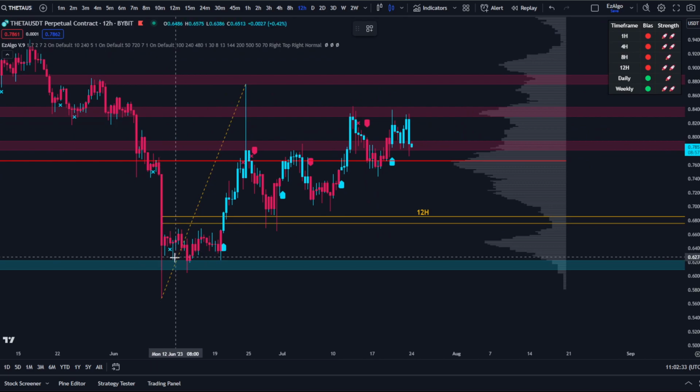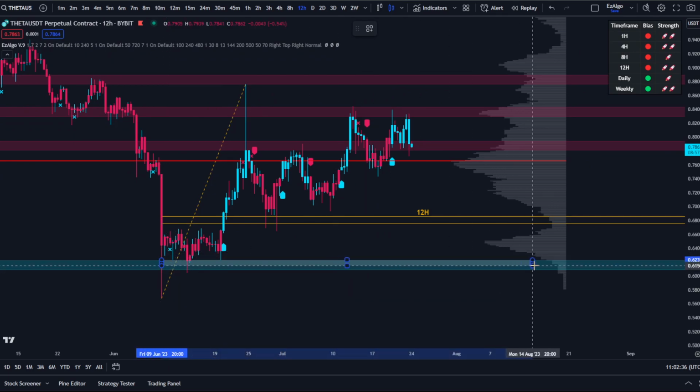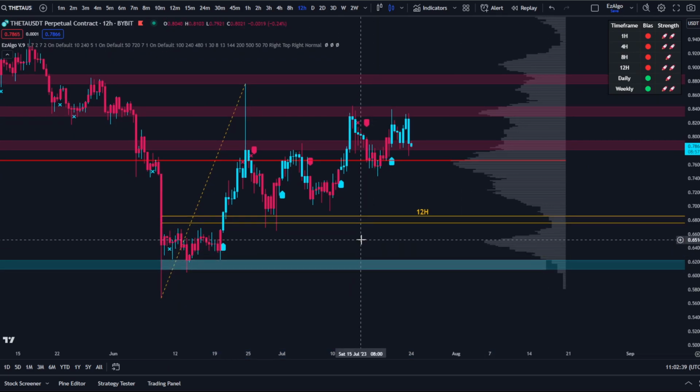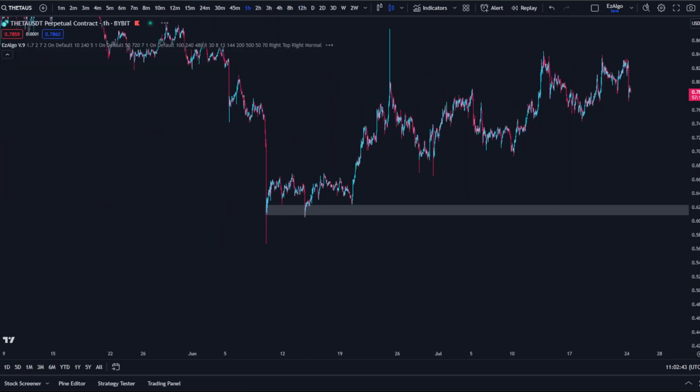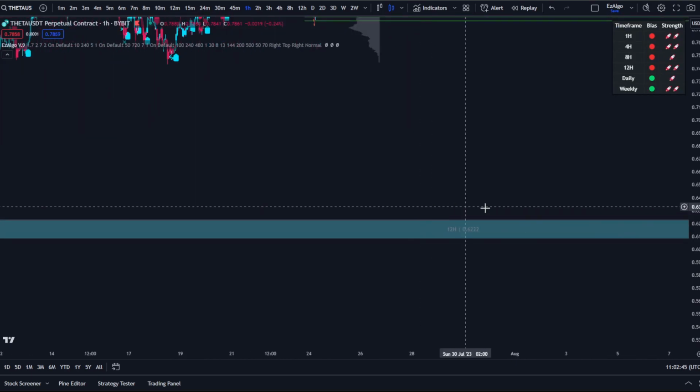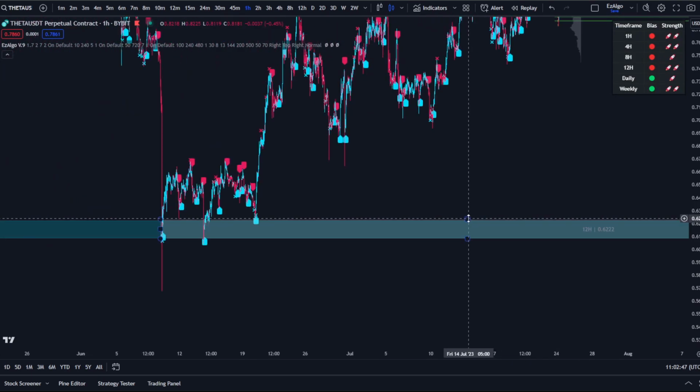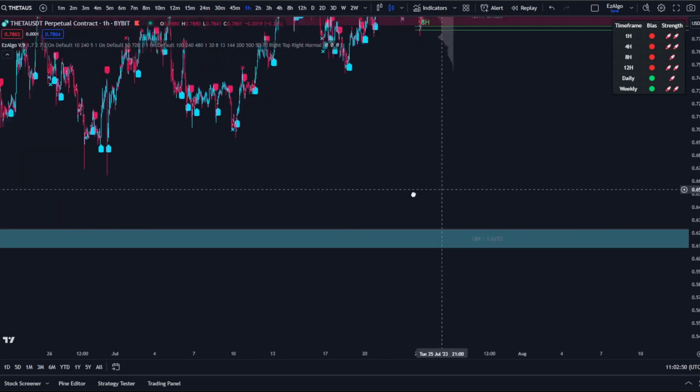If I take out my rectangle tool and go over this 12-hour support zone down here, it looks normal sized on the 12-hour time frame. If we go down to a 1 hour time frame, you'll notice that the zone looks a lot bigger, right? It directly overlaps. So the size of the zone does not change based on time frame.